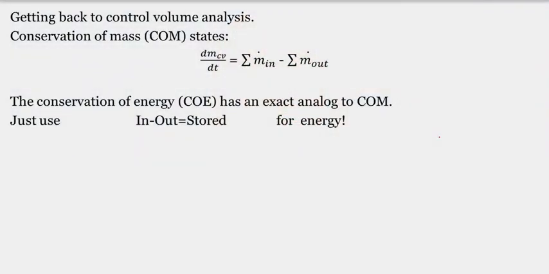Okay, so those are some good examples to get us started. Let's get back to what we started on for this topic, which was the control volume analysis for conservation of energy. So you saw our example here, we applied the conservation of mass. And in general, remember our general form, we said in minus out equals stored. Okay, so this is the form of the conservation of mass. The conservation of energy has the exact same analog. It's completely parallel to the conservation of mass.